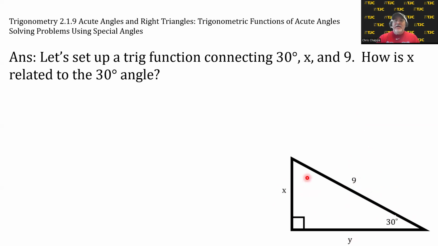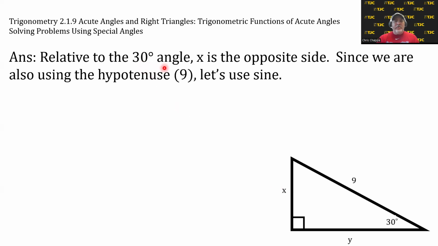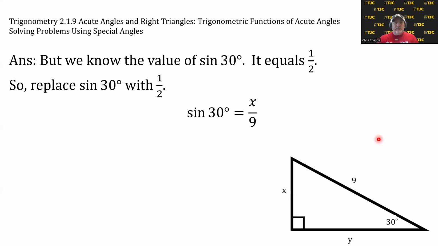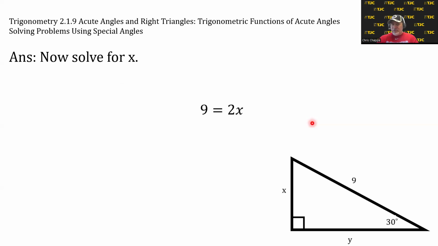We'll do x first. How is x related to the 30-degree angle? Well, relative to the 30-degree angle, x is the opposite side. And since we're also using the hypotenuse, let's use sine and set up sine of 30 degrees equals opposite over hypotenuse, which is x over 9. But we know the value of sine of 30 degrees. It equals 1/2. Go look at the 30, 60, 90 triangle. So we can replace sine of 30 degrees with 1/2 and get 1/2 equals x over 9. That's an easy equation to solve. Cross multiply to get 9 equals 2x. Divide both sides by 2 and x equals 9/2.